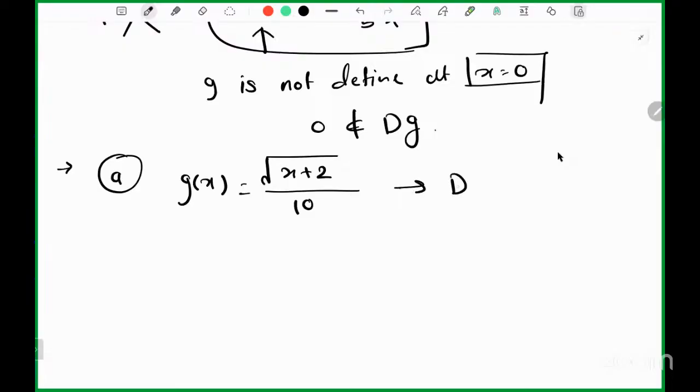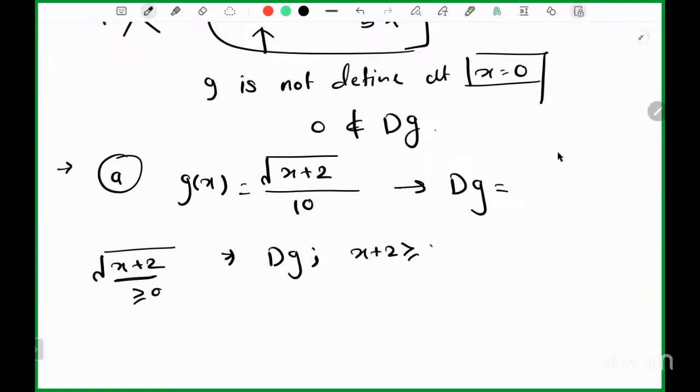What do you guys think? What is the domain of g here? Am I audible? Yes, ma'am. See, here we have under the root of x plus 2, and we want this quantity to be greater than or equal to 0. So the domain of g will be all those x where x plus 2 is greater than or equal to 0, that means x should be greater than or equal to minus 2. So the domain of g will be the closed interval minus 2 to infinity. Is that clear? Yes, ma'am.